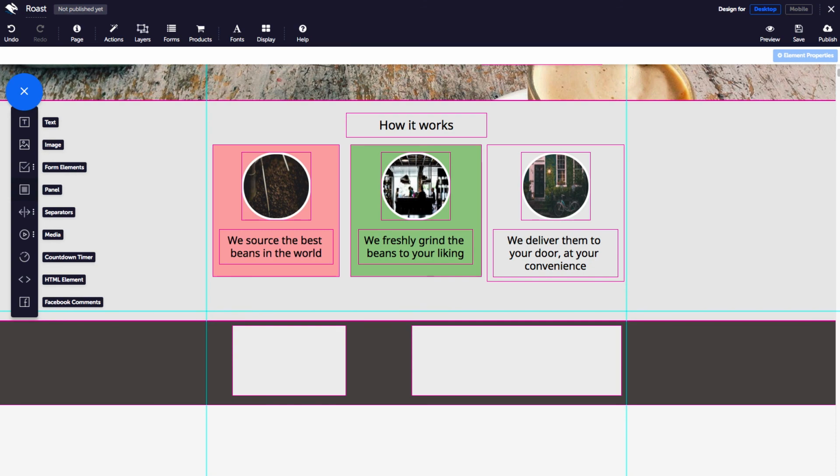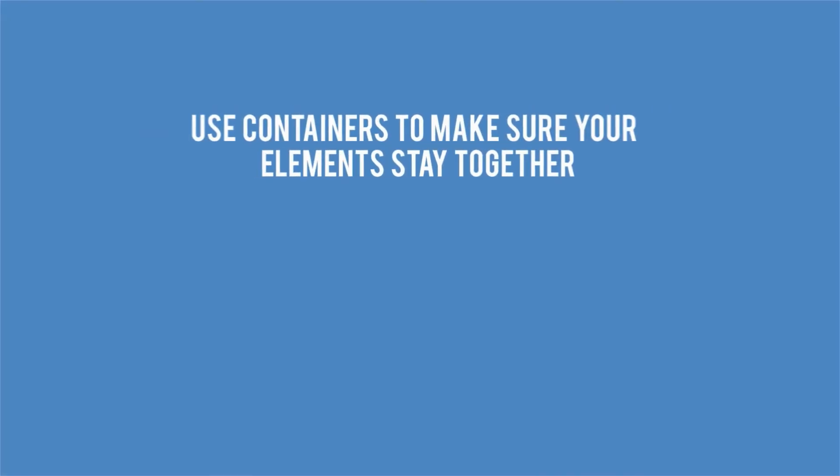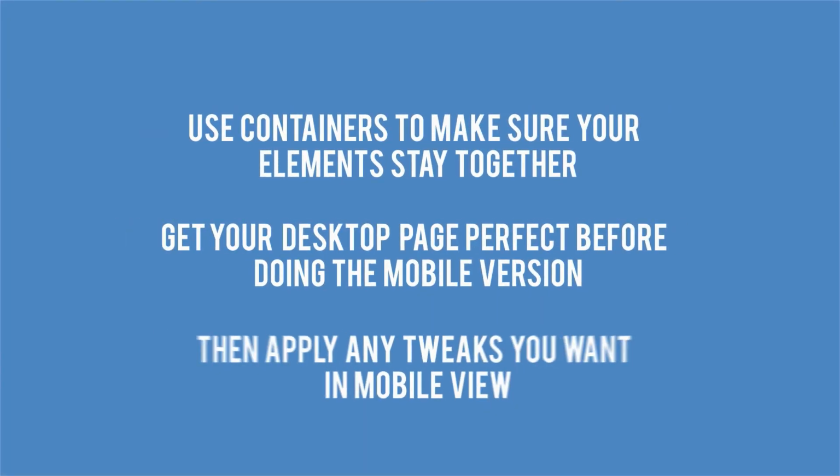So that was a brief primer on how to get the most out of mobile. Use containers to make sure your elements stay together, get your desktop page perfect before doing the mobile version, and then apply any tweaks you want in the mobile view. And if you do that, getting your mobile version just as you want it should just be a matter of minutes.